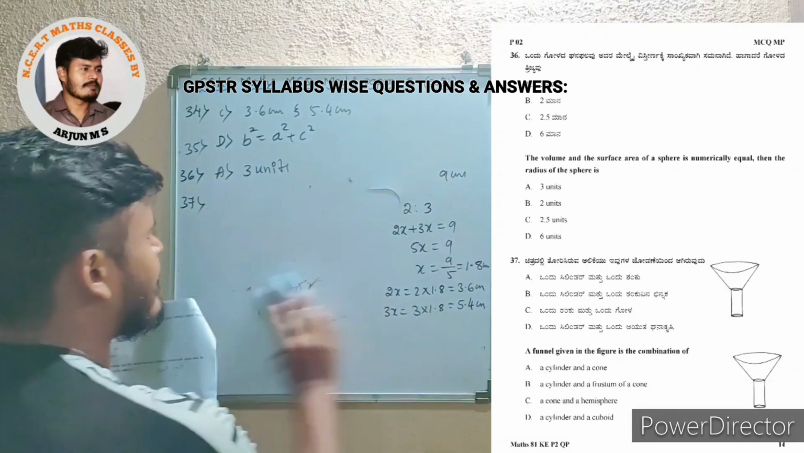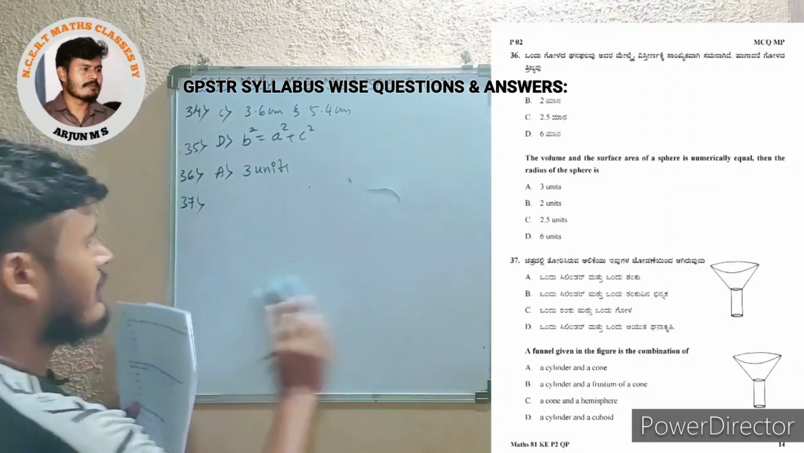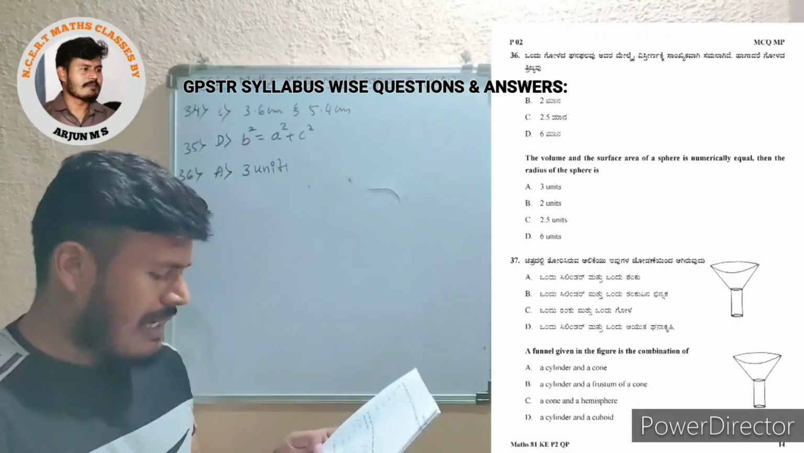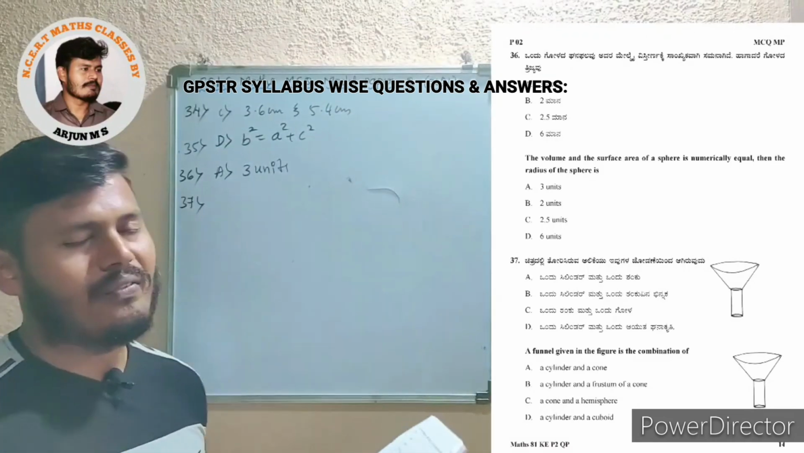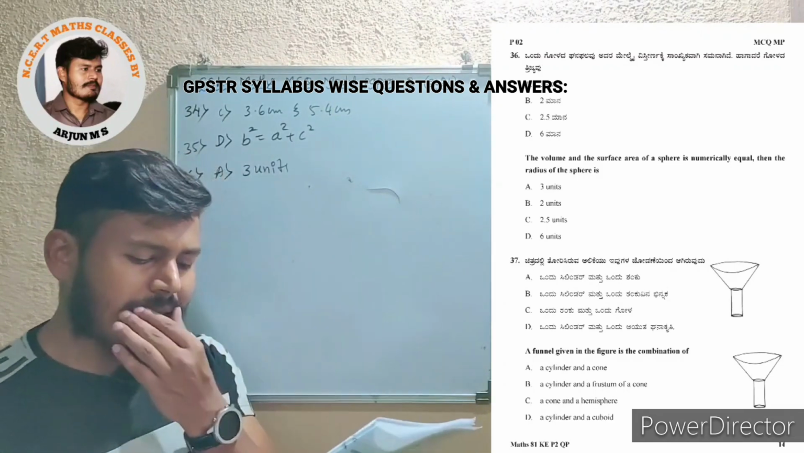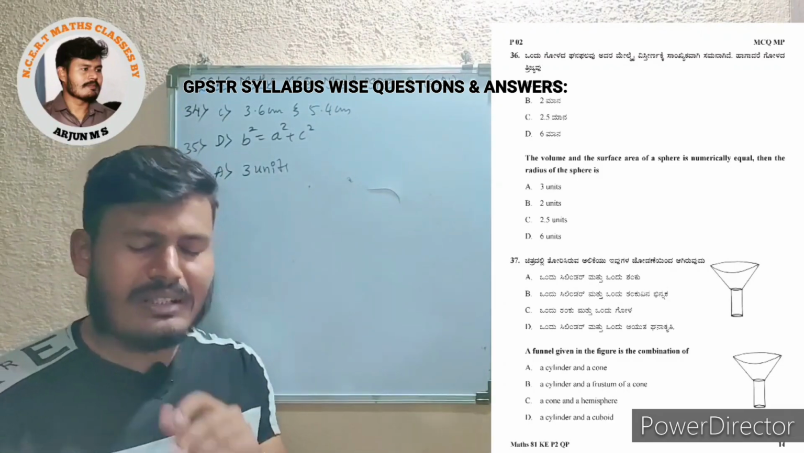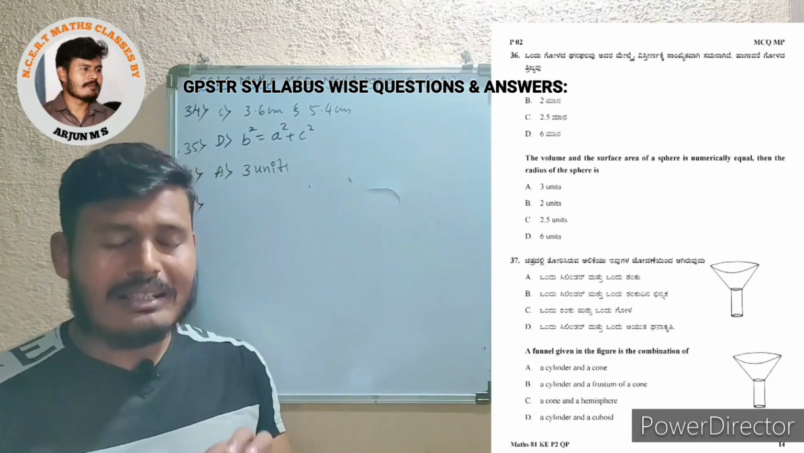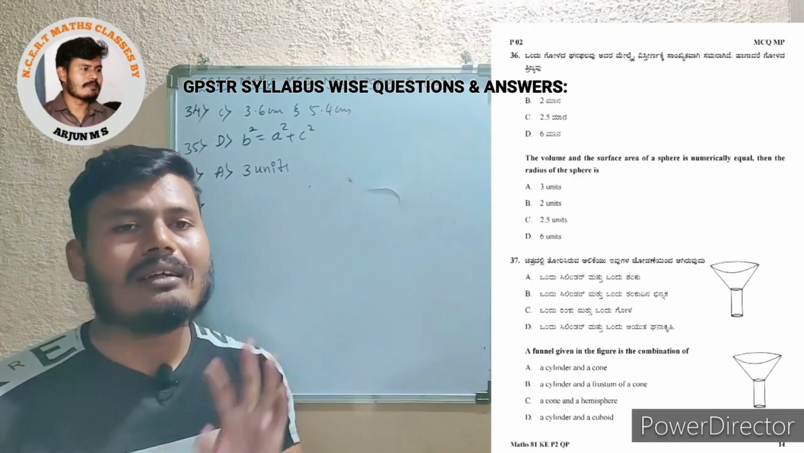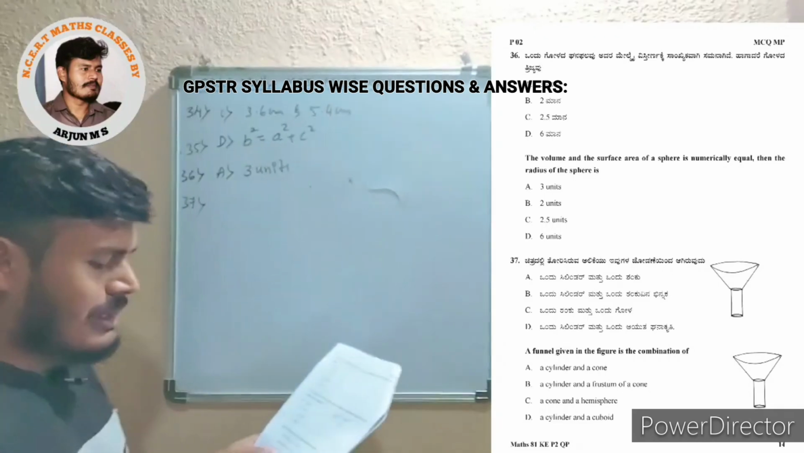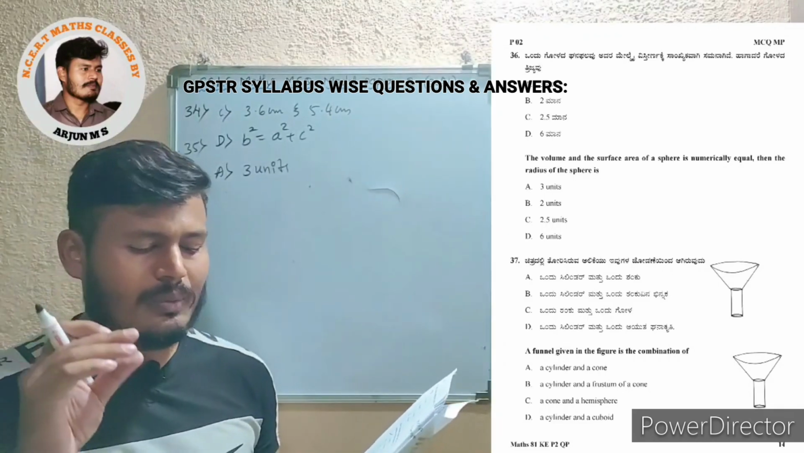Let us move to the 37th question. A funnel given in the figure is the combination of... You just observe here. Sometimes we get confusion about this particular diagram. That is not a cone. So that is a frustum of a cone and a cylinder, right? Because it has two circular bases.